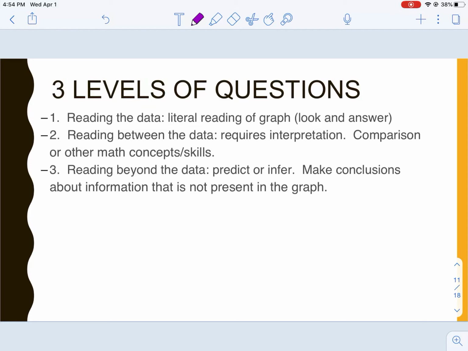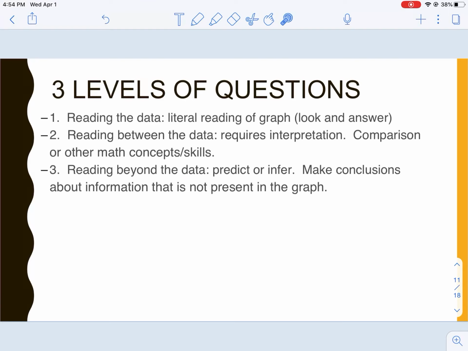Hey gang, in this video we're going to take a look at 3 levels of questions you can ask students. Sometimes when we learn something really well, it's easy for us to just think, oh, this is a graph, this is a display, I know a lot about it. But when we really dig into it, we can see there are different levels of questions you can ask students. The first level is reading the data. The second is reading between the data, and the third is reading beyond the data.